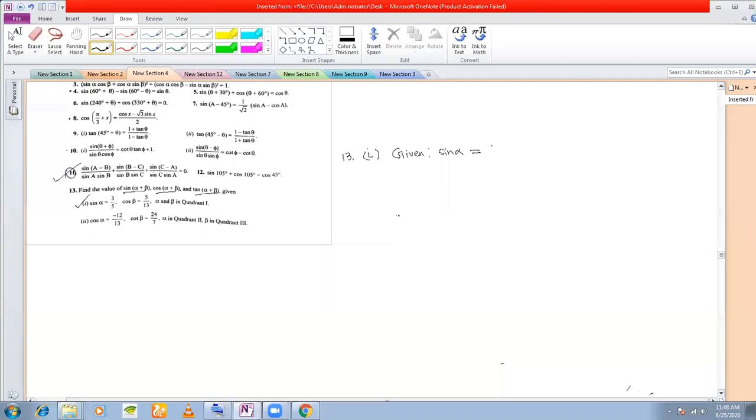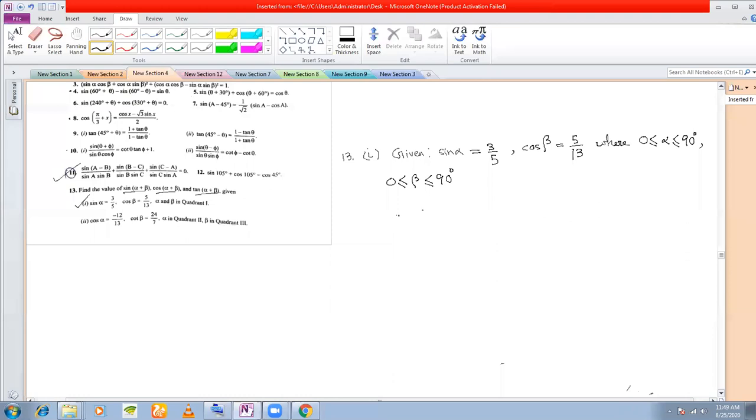Sine alpha is equal to 3 by 5, cos beta is equal to 5 by 13, where alpha and beta are in the first quadrant. That means alpha lies between 0 and 90 degree and beta lies between 0 and 90 degree, because they are both in the first quadrant.